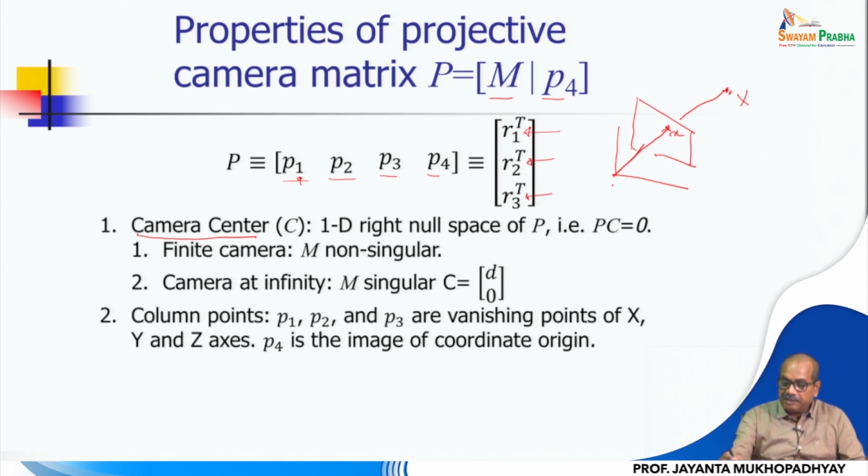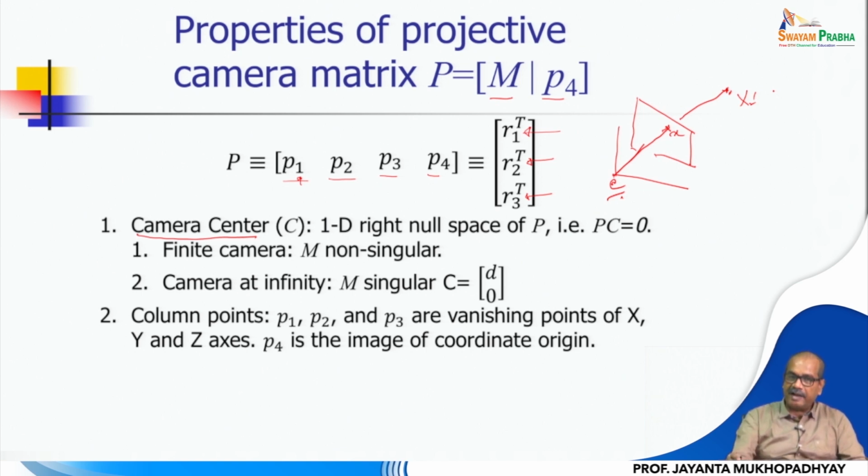But what happens for this center? If I want to take the image of the center itself, you can see that you cannot form a ray, because it is a single point. Your definition is that this is a line formed from the scene point to the camera center. But if it is the same center, that line is the same point, so it is not defining any line. So that is a degenerate case, and mathematically this degenerate case can be expressed as a singularity.